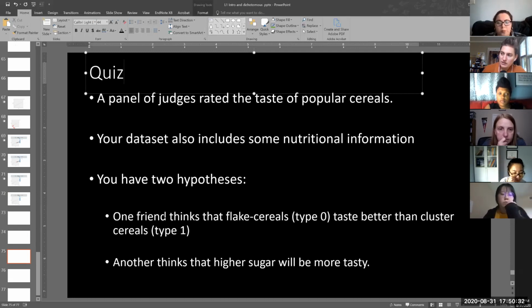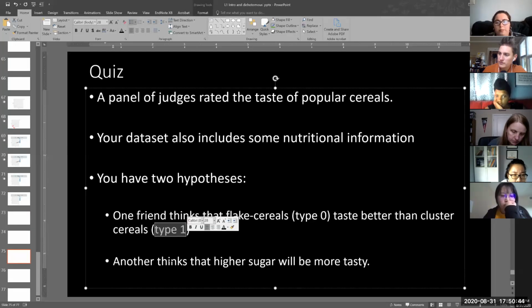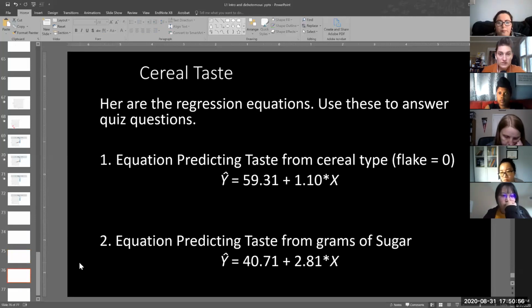You have a friend here that you're working with who thinks that flake type cereals, which are the type 0 cereals, taste way better than cluster type cereals, which is type 1. And then you have another friend who thinks that higher sugar content is going to obviously result in a more tasty cereal. And so that's the setup for these 2 regression equations.